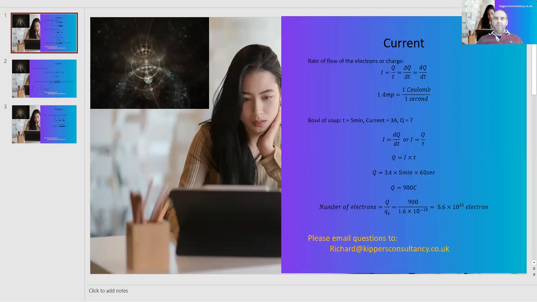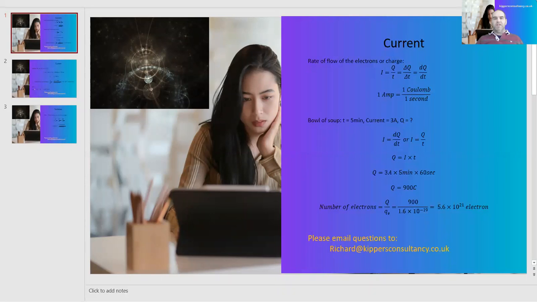Rate is how fast something happens. In the previous video on charge, we said that electrons have a charge. So if current is the rate of flow of electrons, and each electron has the same charge, then current is essentially the rate of flow of charge.